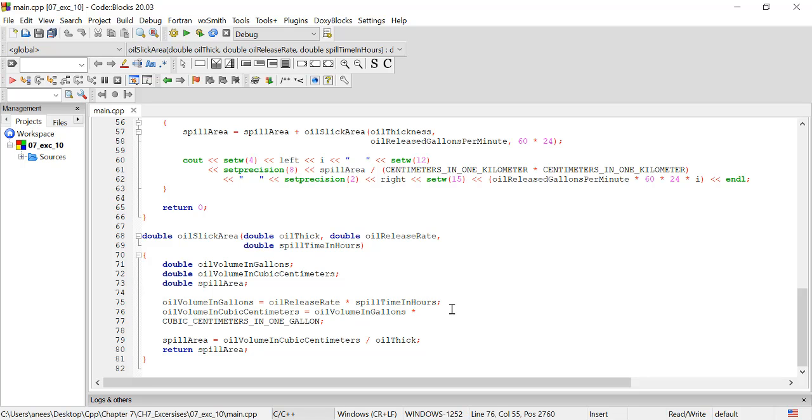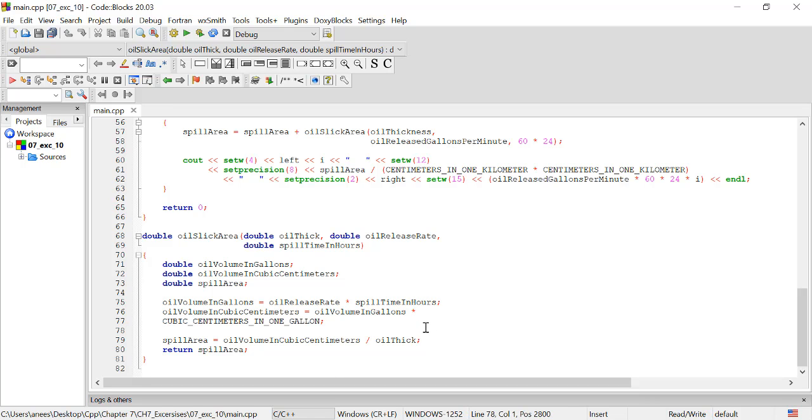And now we have oil volume in gallons is equal to the oil release rate times the spill time in hours. Now, since we're talking about the oil released, we multiply that by the spill time, and we get the volume of the total oil. Now, the oil volume in cubic centimeters is actually the oil volume in gallons times one of our named constants, which is the cubic centimeters in 1 gallon.